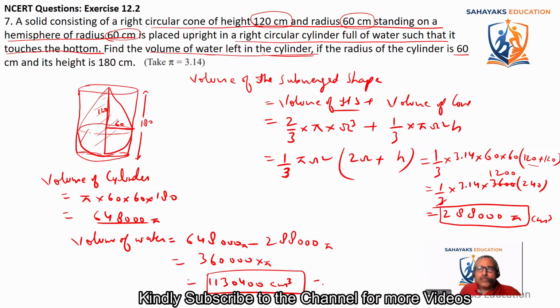Okay, so we can also say, if we have to take out, we know that 1000 centimeter cube is equal to 1 liter. Okay, now we can divide it by 1000 and we can say it is 1130.4 liter of water. Okay, so coming to the next question.